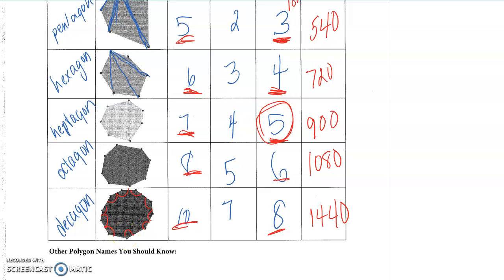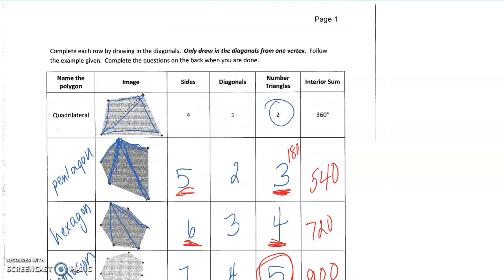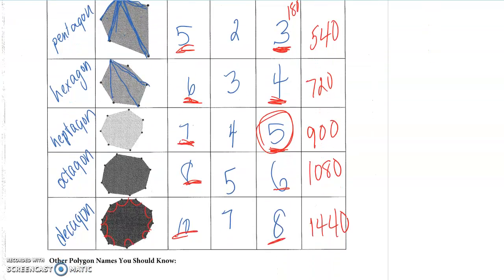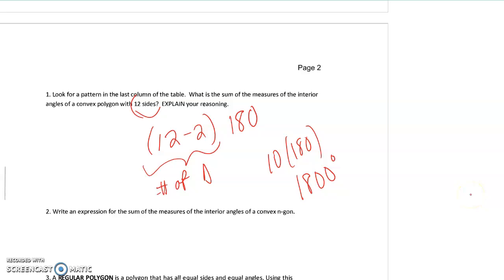Something you need to know is that all these polygons, the only way we can do this is if the polygon is convex. Meaning it does not cave in. So I cannot find the interior sum of a concave polygon, only convex. So when we did the 12 one, the formula is 12 minus 2, get us the number of triangles. That's going to be 10. 10 times the amount in a triangle. And that's how I'm going to find the interior sum.